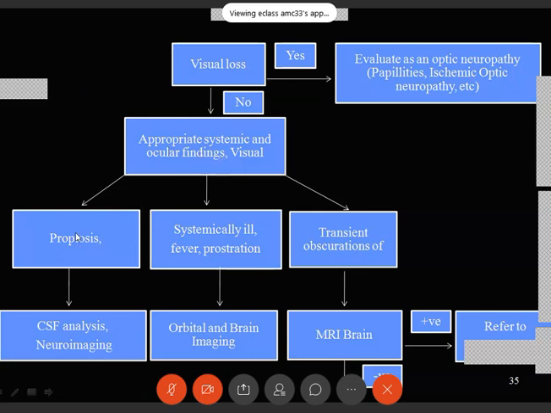If there is proptosis, systemic illness, fever and prostration, go for CSF analysis and neuroimaging. If systemically ill, do orbital and brain imaging. Transient obscuration of vision is a characteristic feature of papilledema; go for MRI brain. And if on MRI you suspect any lesions, immediately refer to the neurosurgeon.